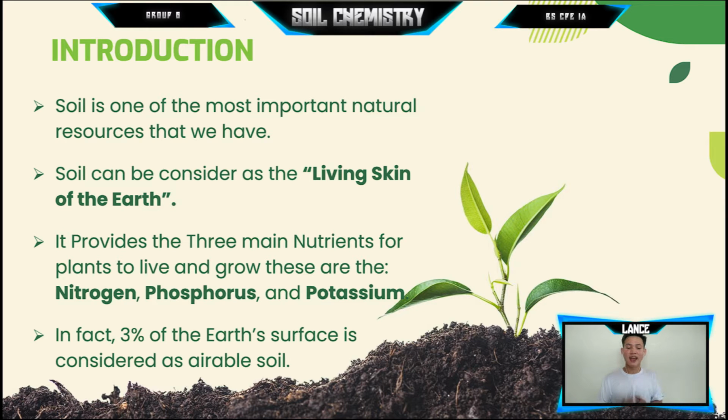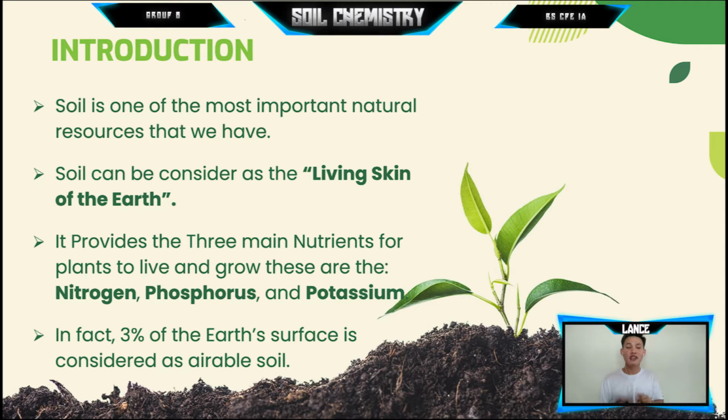On the other hand, there are things that we should be aware of because we only have a limited amount of arable soil. In fact, only about 3% of the Earth's surface is considered arable soil. The rest consists of water, cities, swamps, deserts, and mountains. Nonetheless, soil is not just dirt because it is an important natural resource on our planet that provides the foundation for the 7 billion lives on Earth.